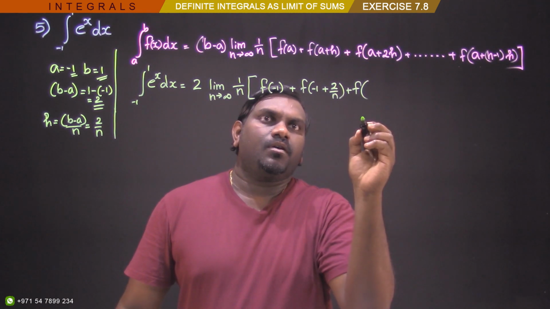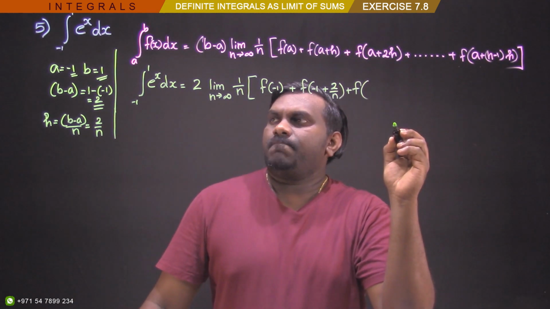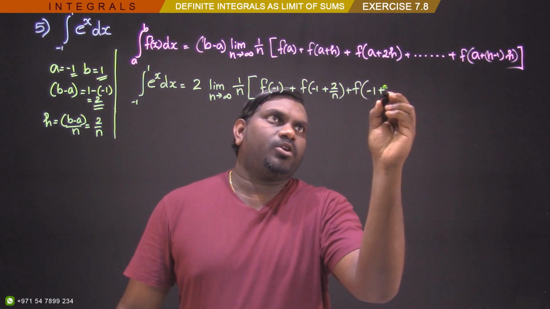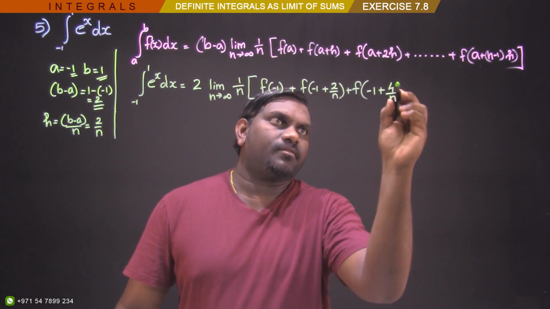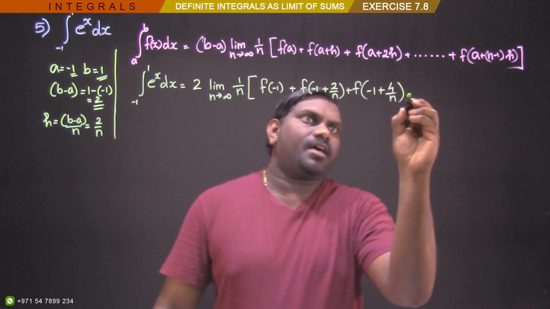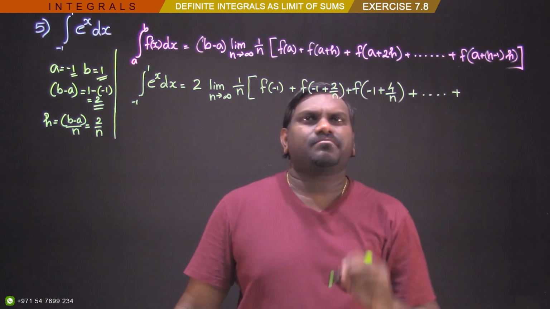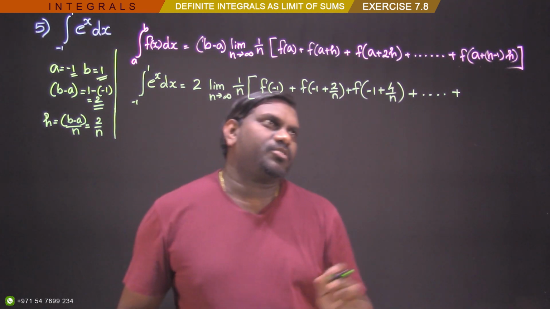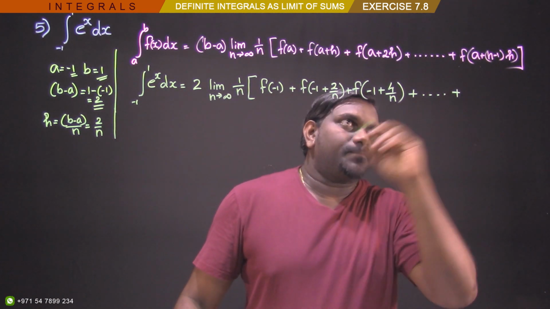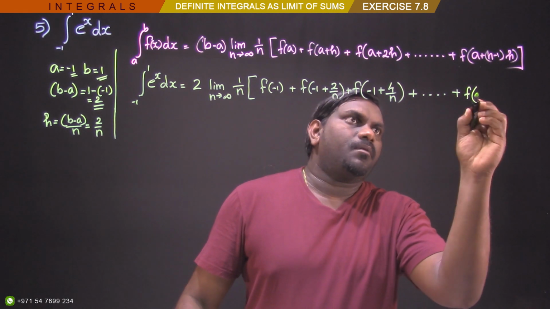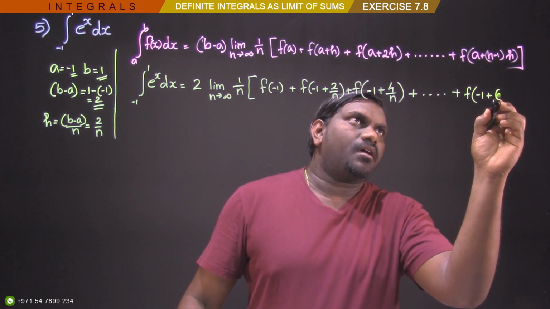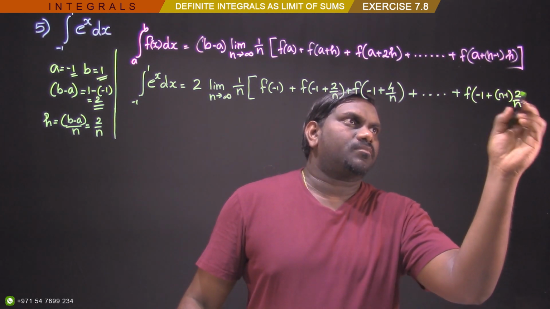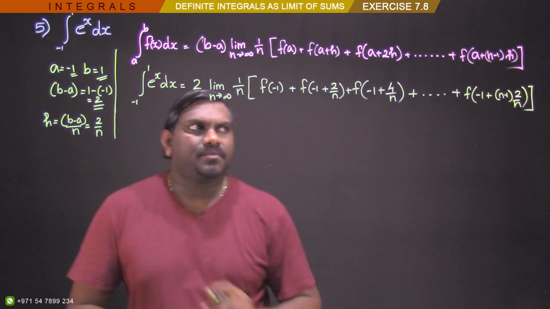then f of what do you have here? A is minus 1 plus, then you got 2 into h, that is gonna be 4 by n. Fine, 4 by n. So as it goes on, if you want to write the third term, it's fully your wish dear, but it's good to write. Then what do you have here? F of minus 1 plus n minus 1, then you got here 2 by n dear. Yeah, so that's the one.